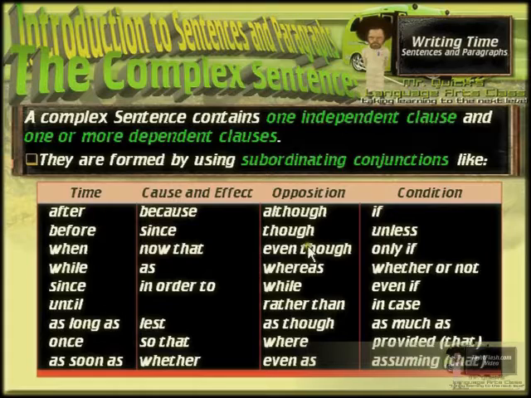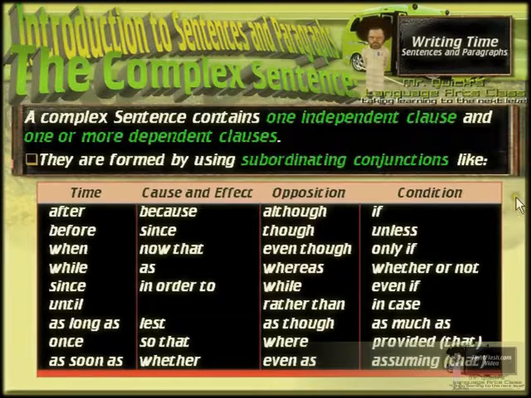So let's look at this. We're going to go more into that in a second. Let's look at this chart. So here's the chart of subordinating conjunctions, and we have them in categories: time, cause and effect, opposition, condition.